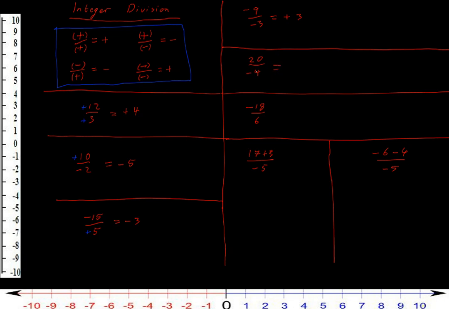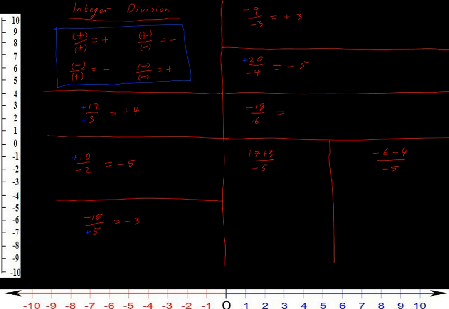Next one, I have 20 divided by minus 4. So really I have plus 20 divided by minus 4. So plus divided by minus will give me minus. And how many 4's are there in 20? There are 5 of them. There are 5 4's in 20. Put another way, I have 4 multiplied by 5 would give me 20. And we know that multiplication and division are opposites of each other, or they are inverses of each other.